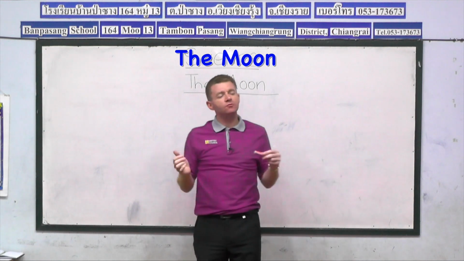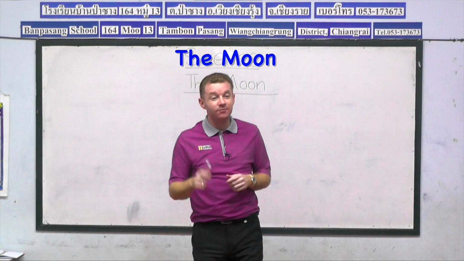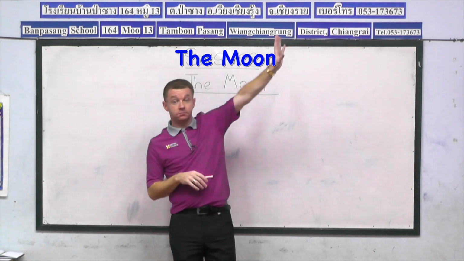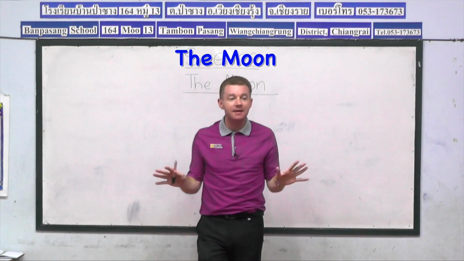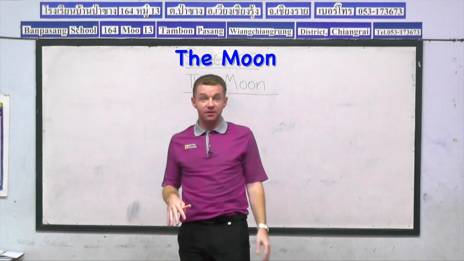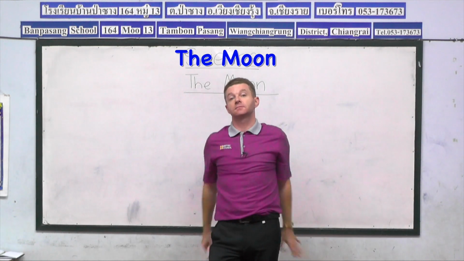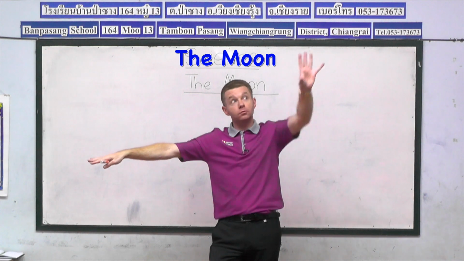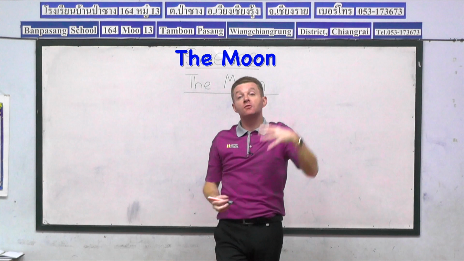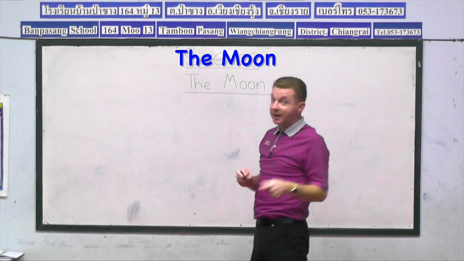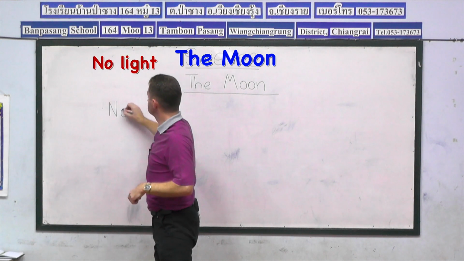So who can remember some different facts about the moon, guys? No light. Brilliant. Well remembered. We can see the moon in the night sky, but the thing about the moon is it does not emit any light by itself. The light that shines on the moon comes from the sun. If the sun wasn't there, we wouldn't be able to see the moon. But it's the sunlight that reflects on the moon so that we can see it. So excellent start, well done. No light comes from the moon.